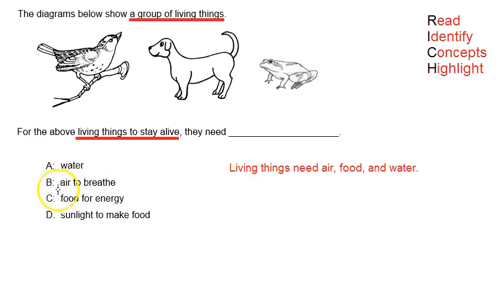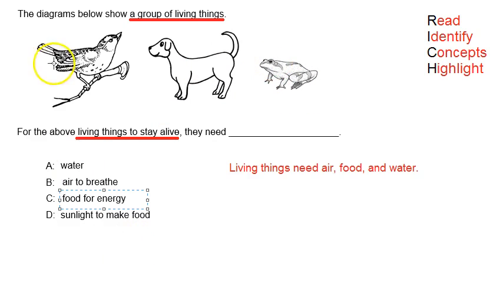Alright, living things need air to breathe. You see that there's air here, put it here and you're still correct. Alright, and living things need food for energy. You see food here and it's correct. Birds need to breathe, dogs need to breathe, and frogs need to breathe.